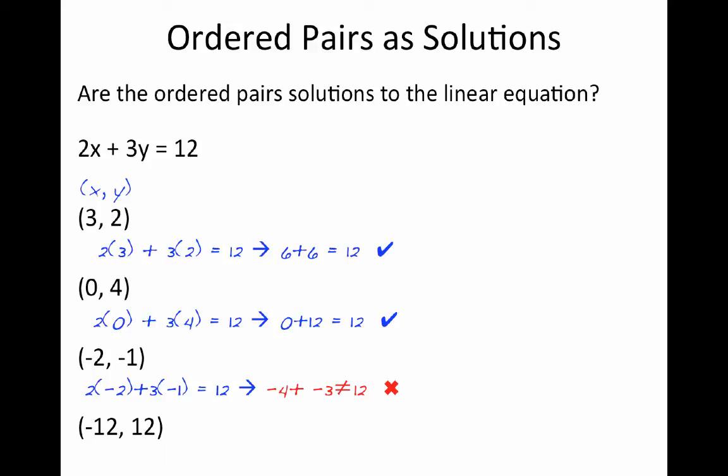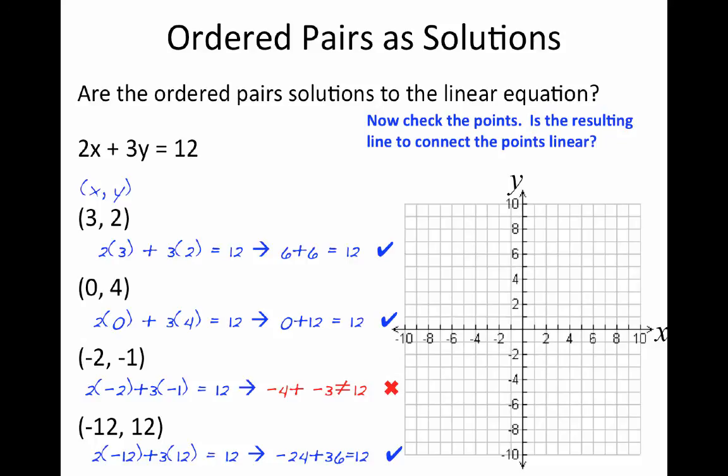Negative 12 and 12. I plug negative 12 in for x and positive 12 in for y. When I do the math, I have negative 24 plus 36 is equal to 12. That's a true statement. The ordered pair (-12, 12) is a solution to the linear equation.